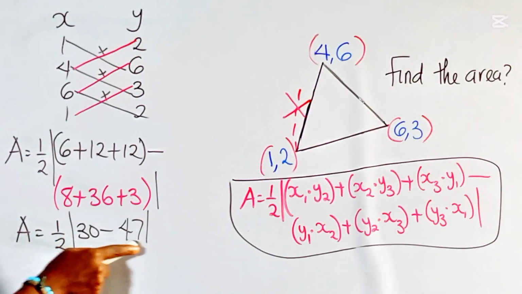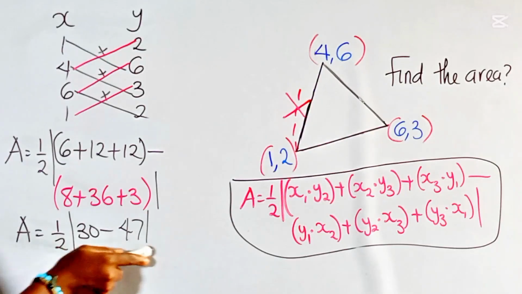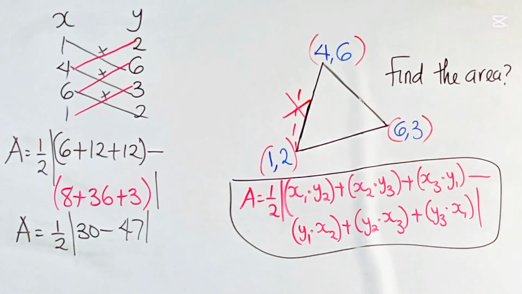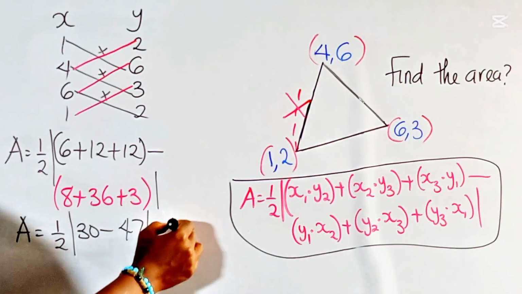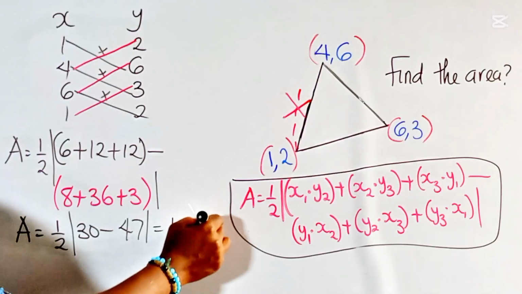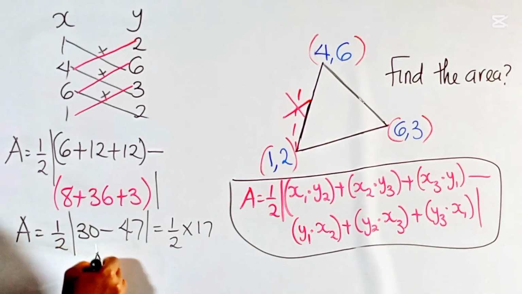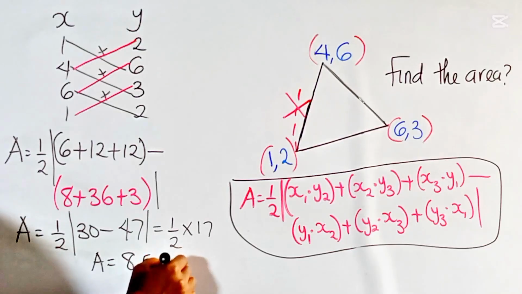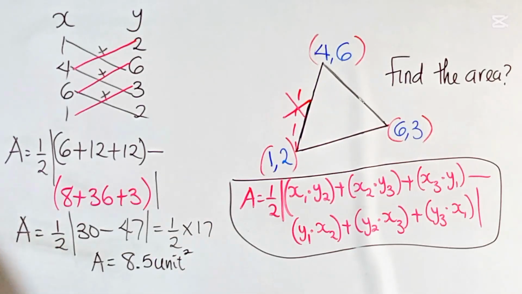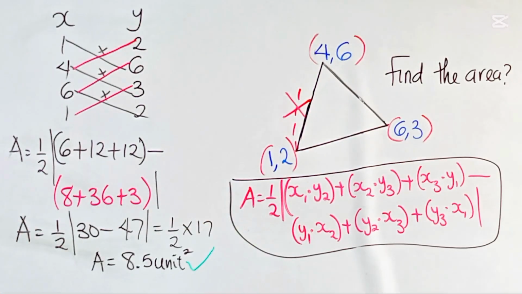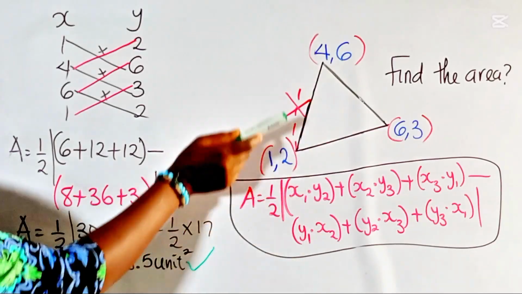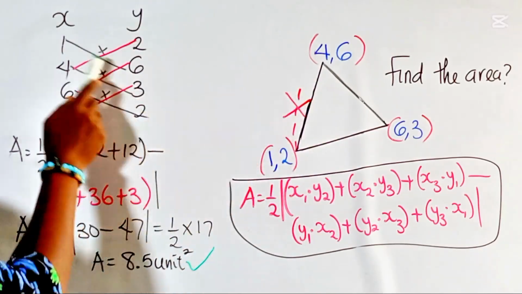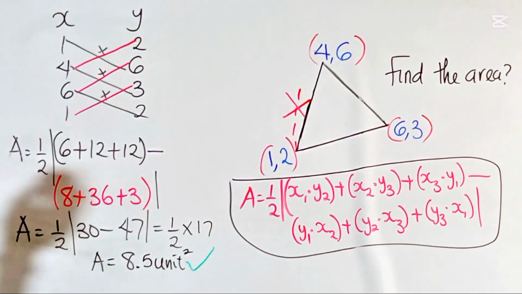The area cannot be negative and that is the essence of these absolute values. So we're going to have it as 1 over 2 times 17. Area therefore is going to be equal to 8.5 square units. And this is our answer. So you see, no base, no height, just the pattern, and we have the answer.